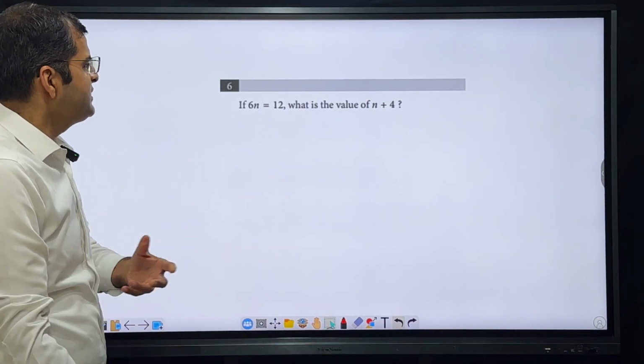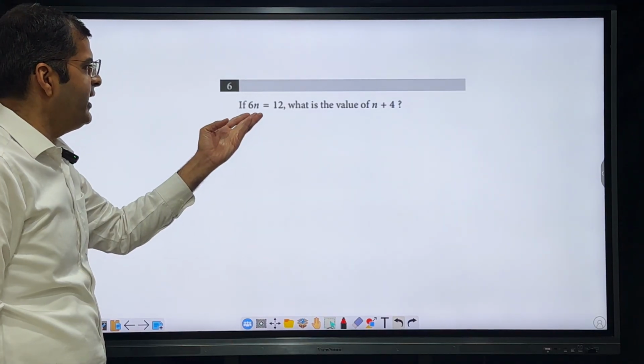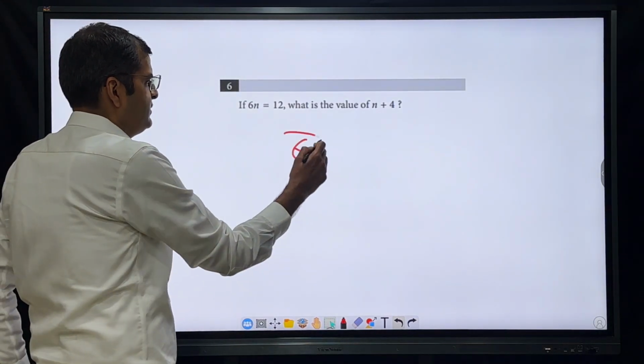Now the next question says if 6n equals 12, what is n plus 4? If 6n is 12, n is equal to 2, and n plus 4 is 6. And that's the answer.